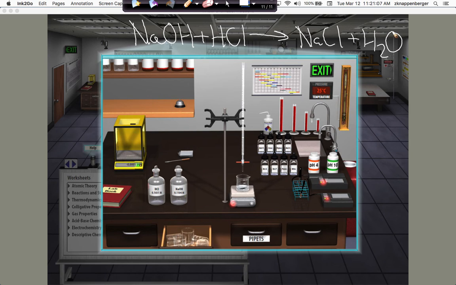But as you all, and it's neat that you thought of that, in order to know when we have added just enough base to neutralize the acid, we need something to tell us when this hits pH 7. And the something that we use is an indicator. The indicator that we use is actually phenolphthalein.